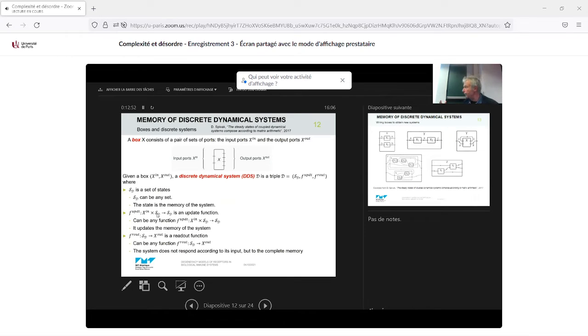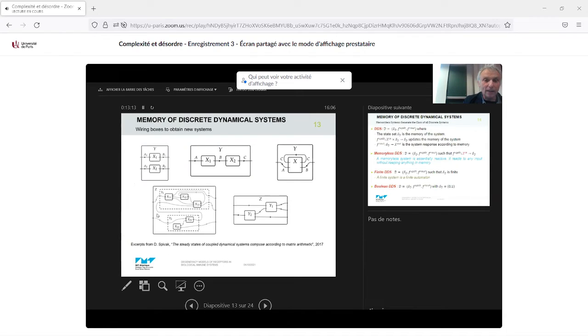And the readout function outputs a signal on the basis of the new state of the system only. Okay, so this is a basic model. And as I mentioned before, when you have some good axioms, you have some algebra with that. And that's exactly what happened with David.